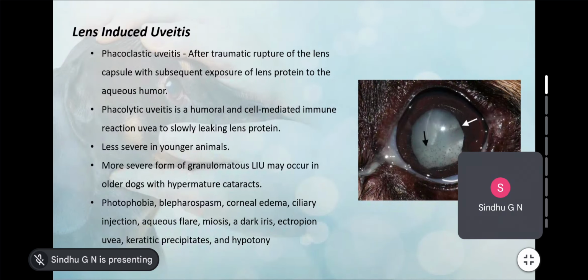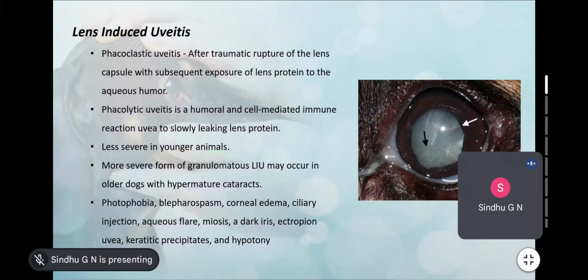Severe forms can occur in hypermature cataracts and with older dogs. There will be severe pain, photophobia, corneal edema, ciliary blood vessel injection, then aqueous flare, constricted pupil, keratitic precipitates. These are the keratitic precipitates. And low pressure. In such uveitis cases, we have to aggressively treat with anti-inflammatory therapy. So these are the red eye and the blue eye.